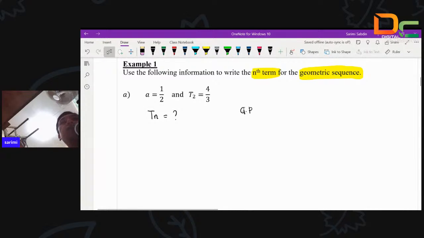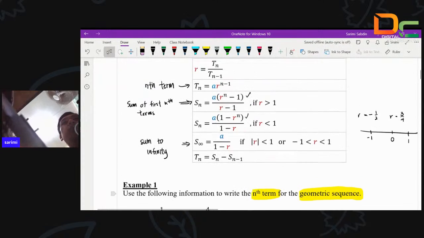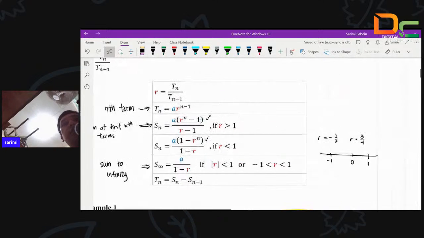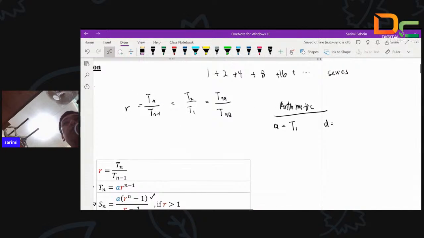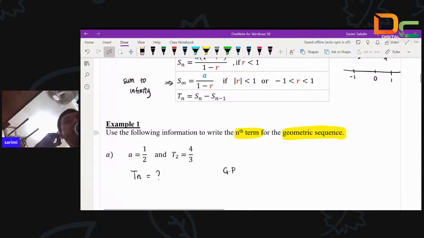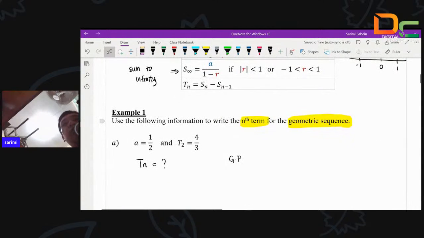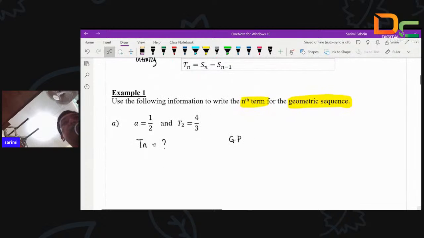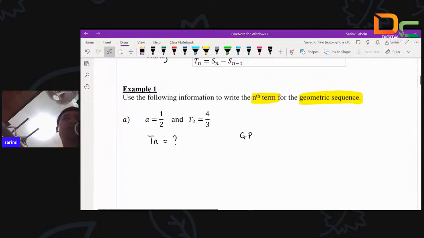So why is it so important to know whether it is a geometric or arithmetic sequence? Because when we deal with a geometric sequence, we use a different formula compared to an arithmetic sequence. The arithmetic sequence has its own formula, and the geometric sequence has its own formula. So we don't want to make a mistake and pick the wrong formula when we want to solve the question.